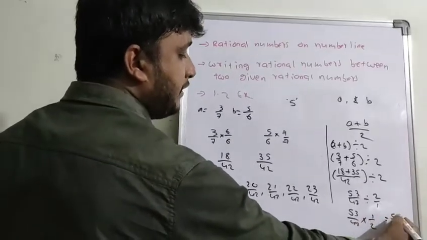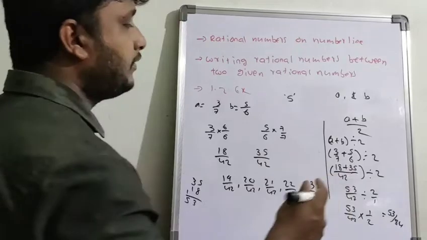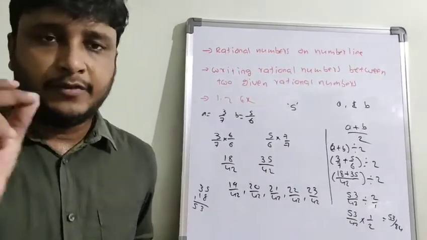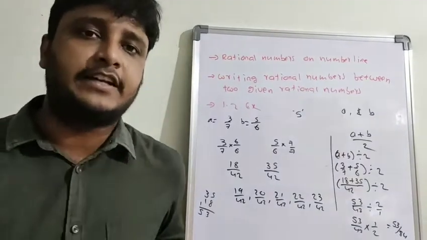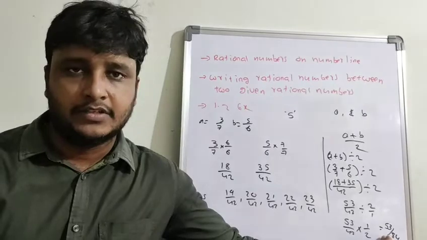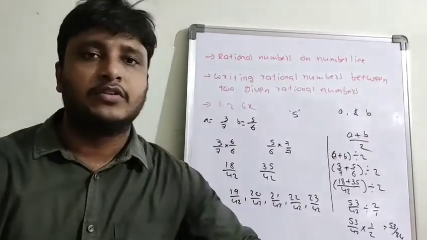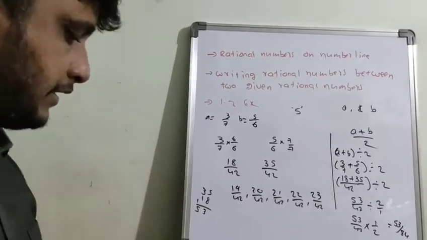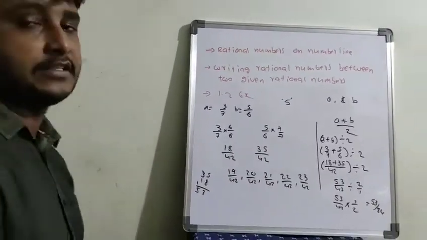So 53 by 84. Actually, between two given rational numbers there are infinite rational numbers. Between any two rational numbers we have infinite rational numbers. So this is one of the infinite rational numbers. So this is the formula (A plus B) by 2 to find a rational number between the two given rational numbers. And let us see some questions from the exercise.